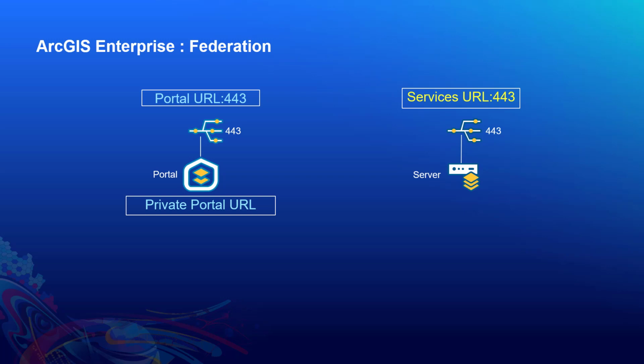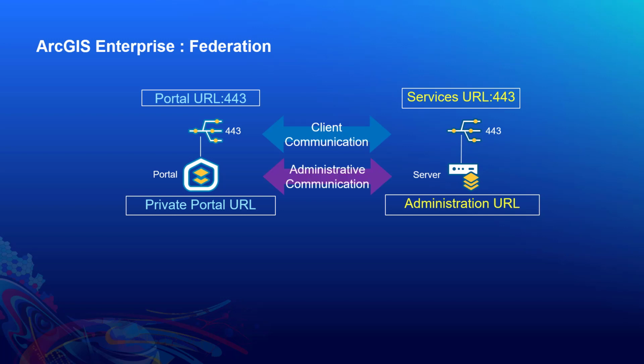Then you have some internal URLs. These URLs are facilitating the communication between portal and server. First, the private portal URL allows any federated server to talk to the portal site. On the other hand, you have the administration URL. This allows the portal to talk to any federated server. So at the top, again, you have this client communication over 443, and then you have the administrative communication that's happening internally.